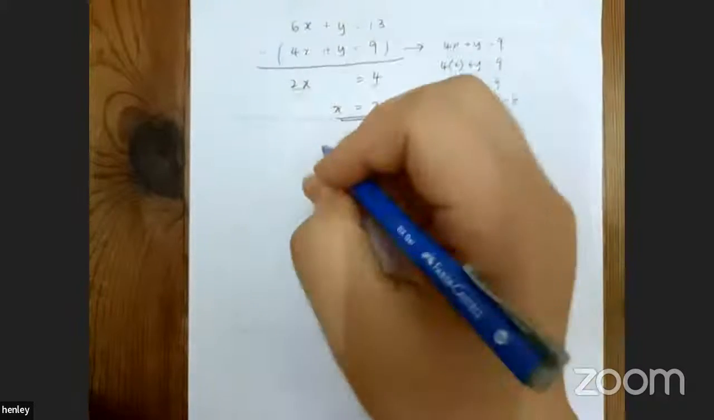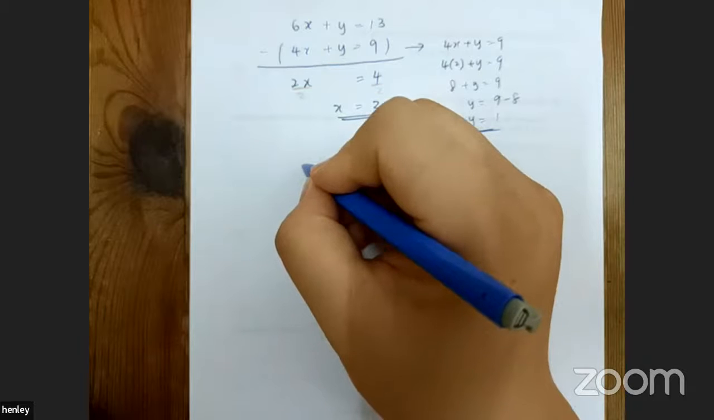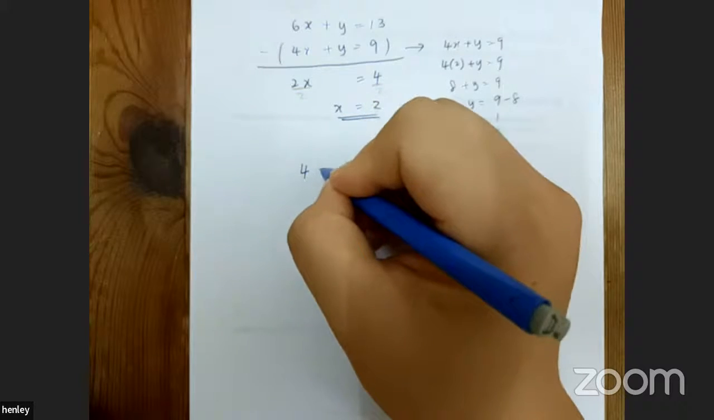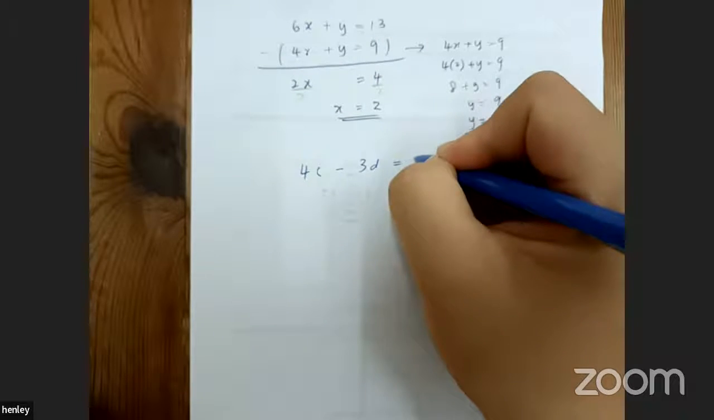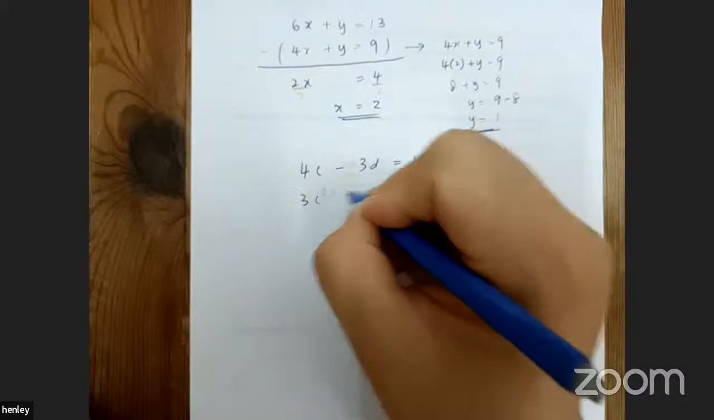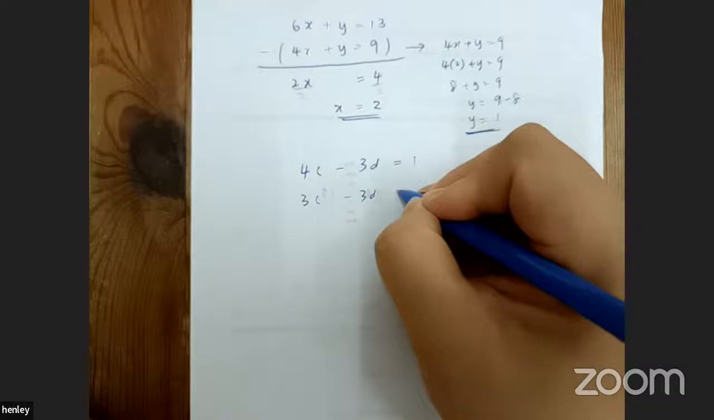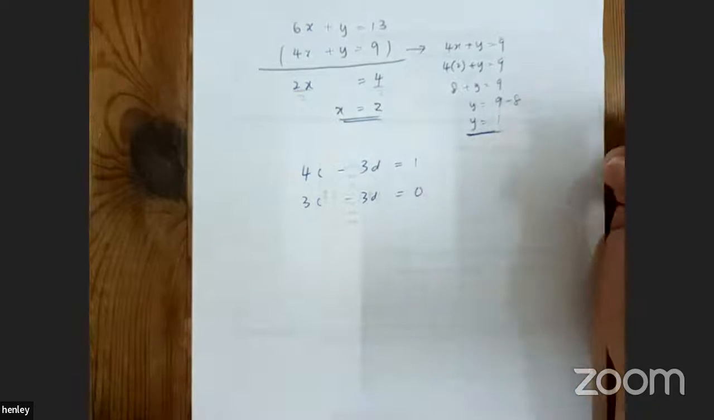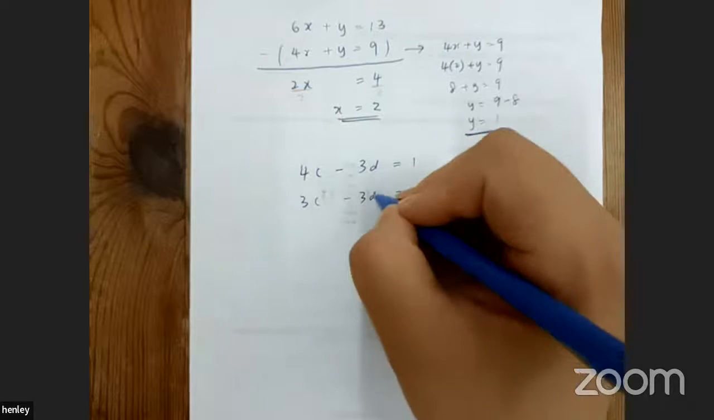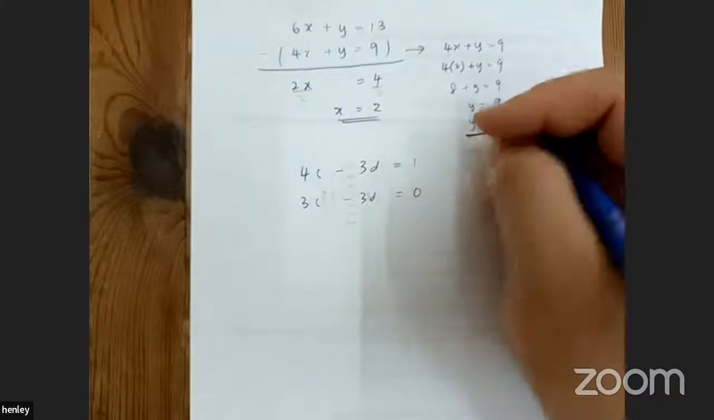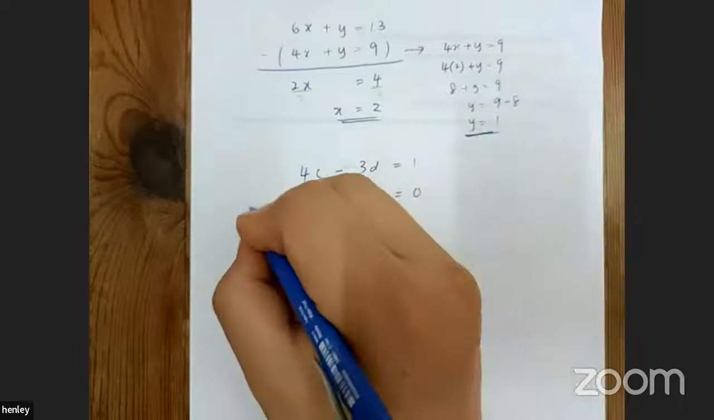So this can be done also when this is positive, okay? Then you can find the negative one. So for example, 4c minus 3d equal to 1, and 3c minus 3d equal to 0. Okay, so this has the same one, negative 3d, negative 3d. So it means that we need to use the minus again.